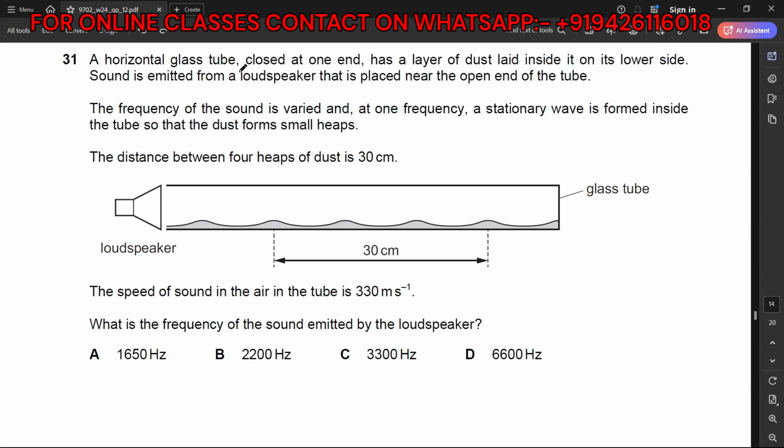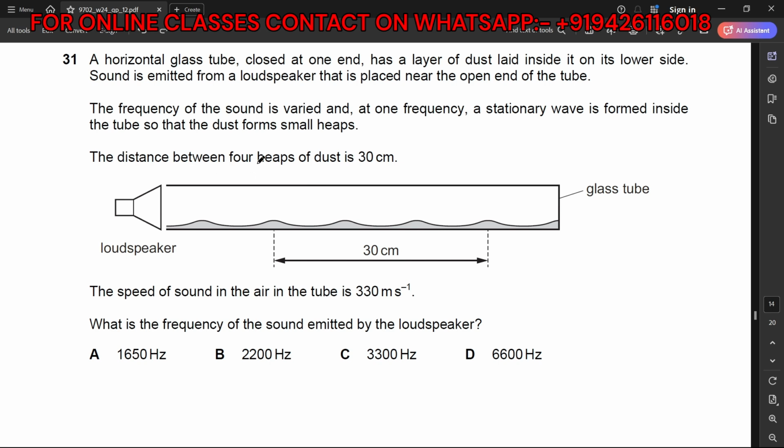A horizontal glass tube closed at one end has a layer of dust laid inside it on its lower side. Sound is emitted from a loudspeaker that is placed at the open end of the tube. The frequency of the sound is varied. So the frequency of the sound produced by the loudspeaker is going to be varied. And then at a particular frequency, a stationary wave is formed inside the tube so that these kinds of heaps are formed in the dust.